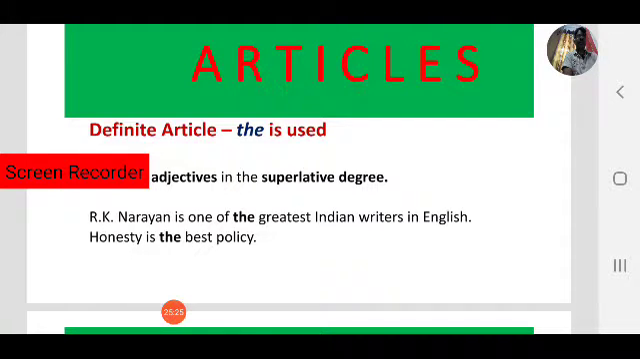The superlative degree is the third degree: positive degree, comparative degree, and superlative degree. Before the superlative degree we use the definite article. Before all superlative degrees we use the. For example, R.K. Narayan is one of the greatest writers in English. Observe the, which we used before greatest.